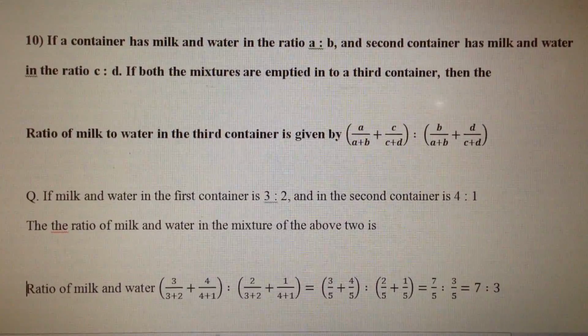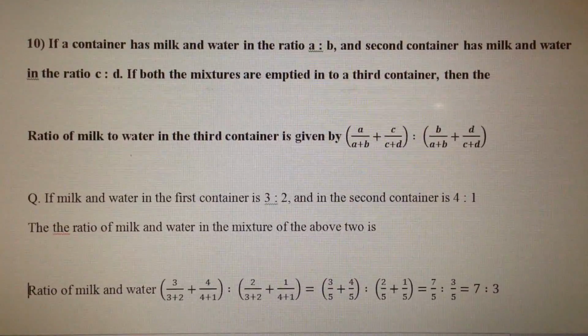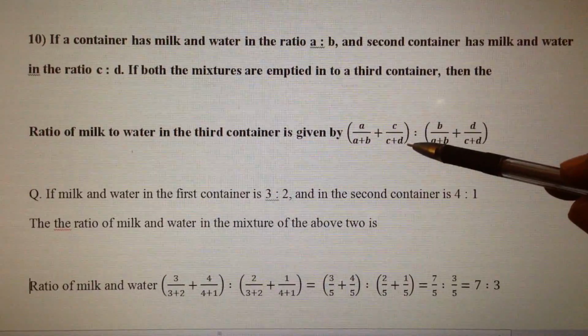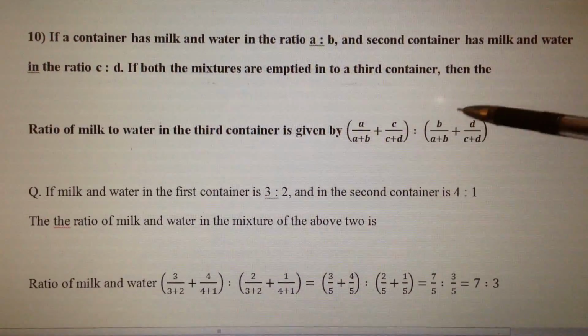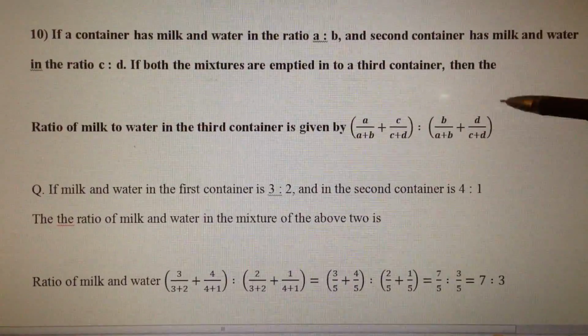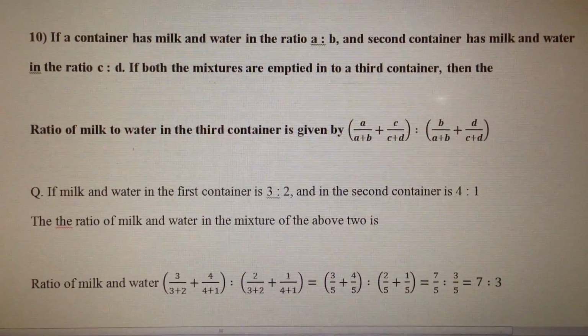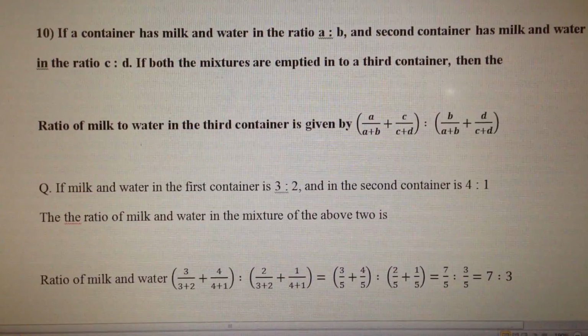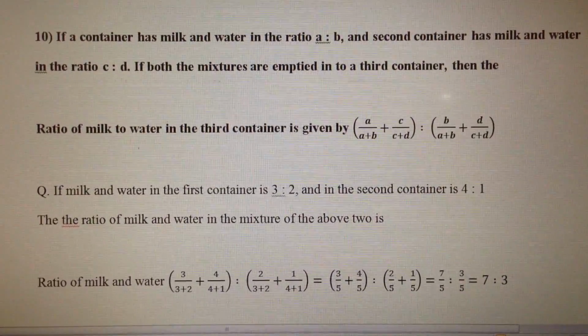The formula is given by A by A plus B plus C by C plus D is to B by A plus B plus D by C plus D. All we need to do is directly apply this formula in such types of questions. Let us see an example.